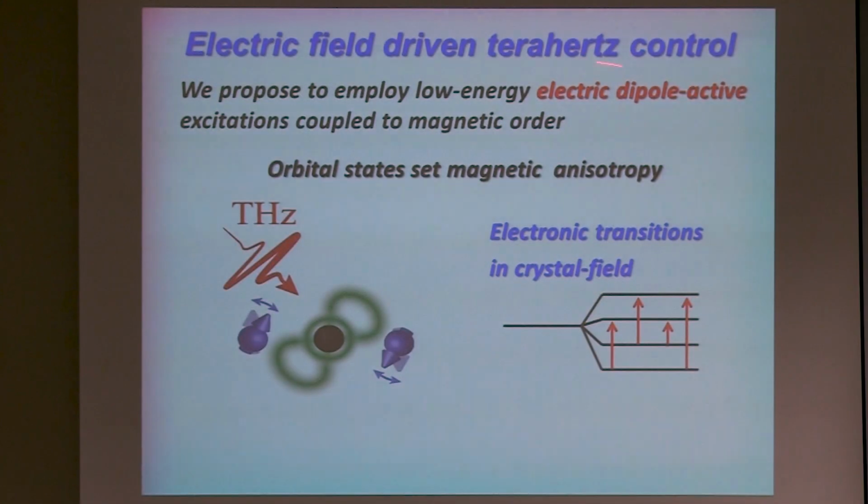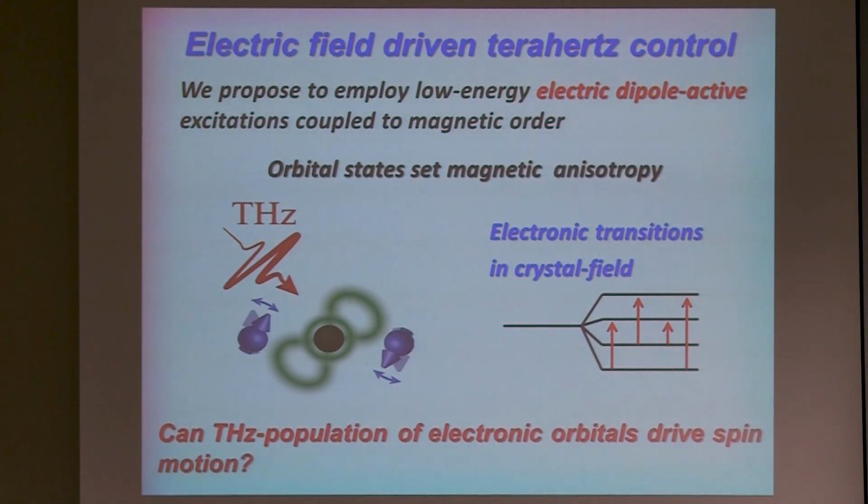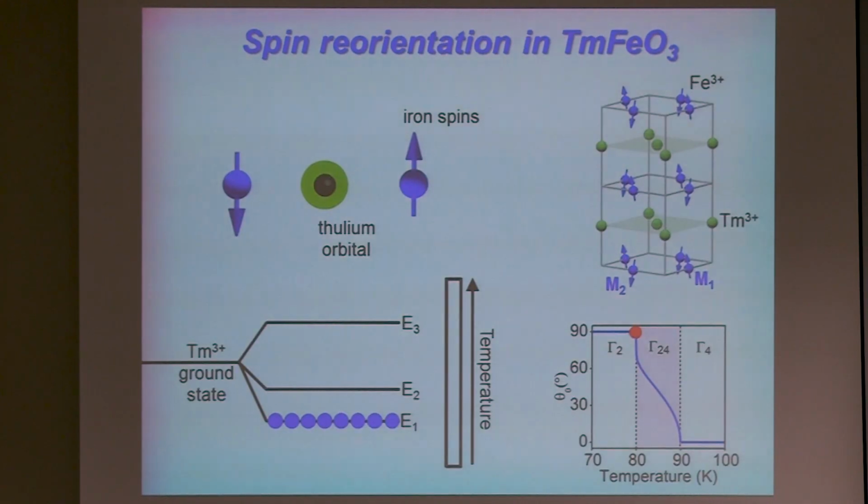The candidates for these dipoles are the orbital states which set magnetic anisotropy in many transition metal oxides. These orbital states are split by the crystal fields, and the splitting lies in the milli-electron volt regime, so it can be directly addressed by the terahertz pump. So the idea is to repopulate this orbital state to change magnetic anisotropy and then drive spins into motion. The question is, of course, how strong this effect can be. To answer this question, we performed the experiment on thulium orthoferrite.